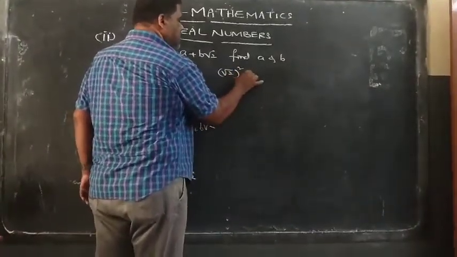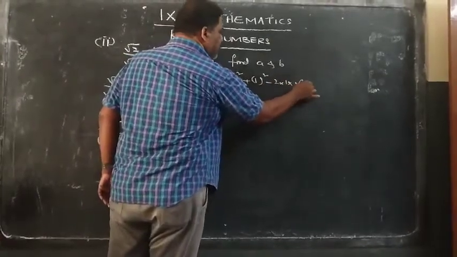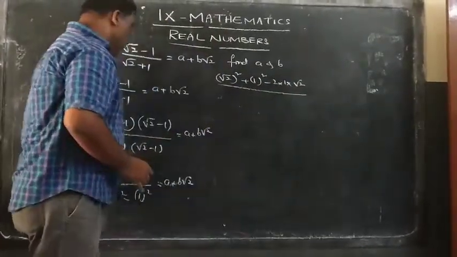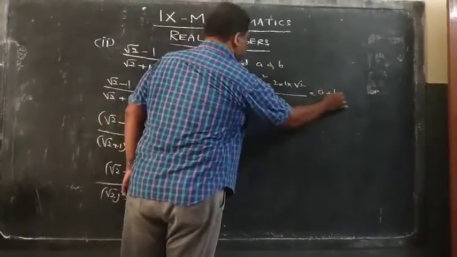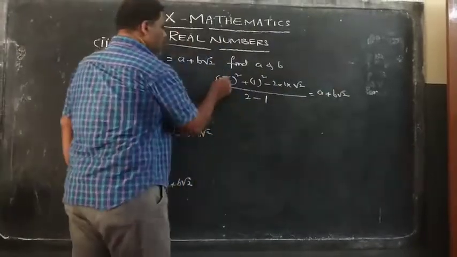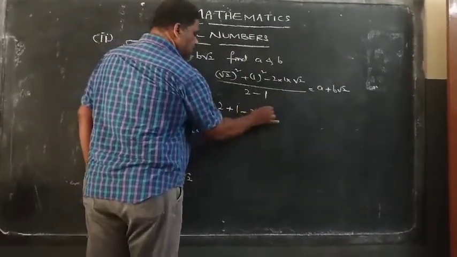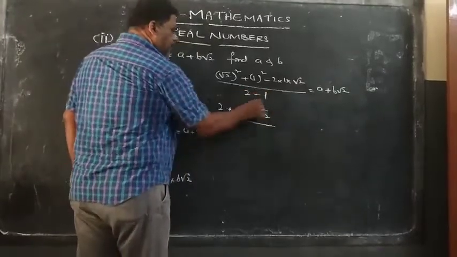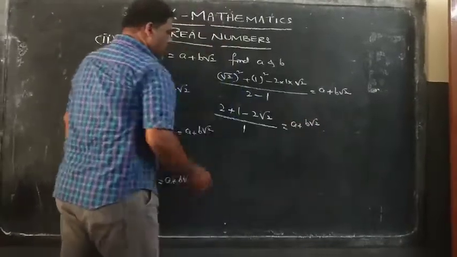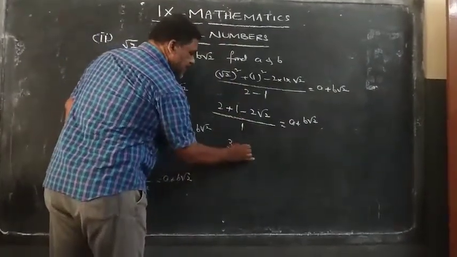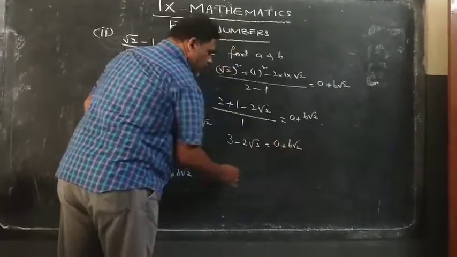A minus b whole square is a square plus b square minus 2ab. Root 2 whole square is 2, 1 square is 1, minus 2 root 2. In the denominator, 2 minus 1 it is 1. Here 2 plus 1 is 3, minus 2 root 2 is equal to a plus b root 2.